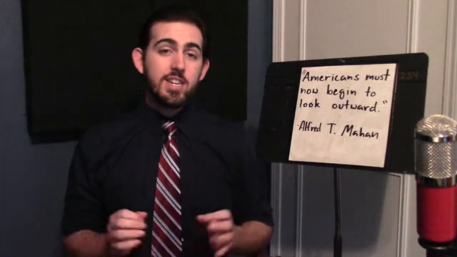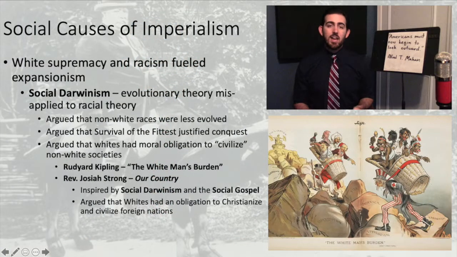In addition to the economic and strategic causes of imperialism, a number of social factors played a role as well. Foremost among them was race and racism. White supremacy highlighted the age of imperialism. Racism, of course, was not new in the United States, but it took on a new face in the 1890s and beyond.